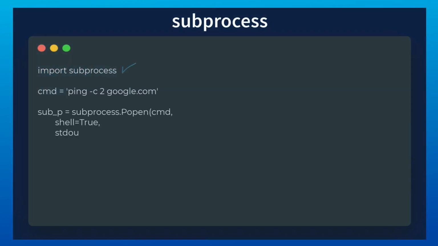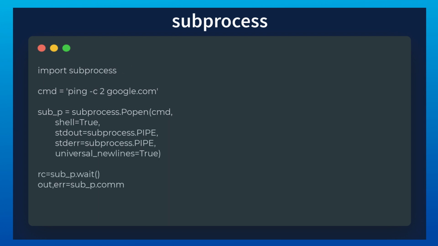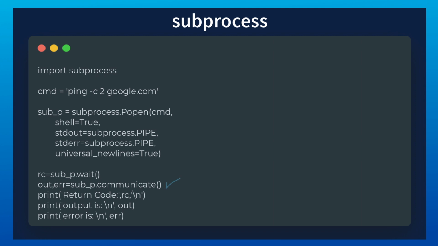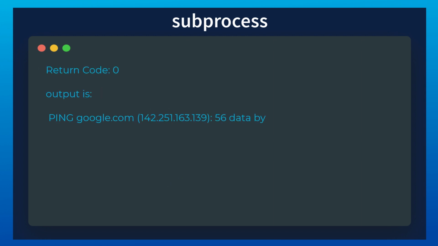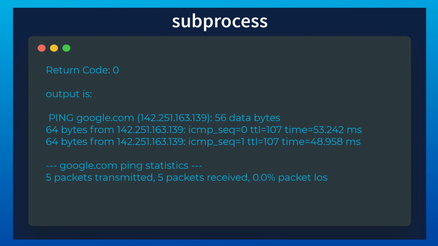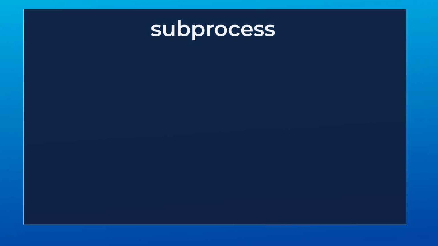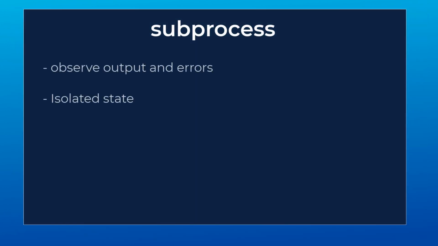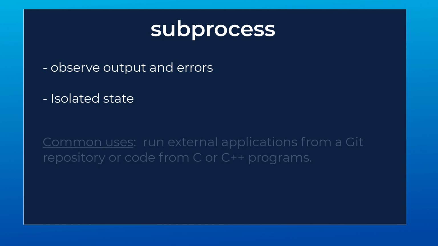After importing subprocess, we use the Popen function of the subprocess module to start a shell locally and log the standard output and errors with the communicate method. Our results include the desired 0 return code along with the expected output and thankfully no errors. Subprocess allows us to observe output and errors for debugging and testing without affecting our main processes. Its isolated state helps ensure we are replicating an environment precisely.